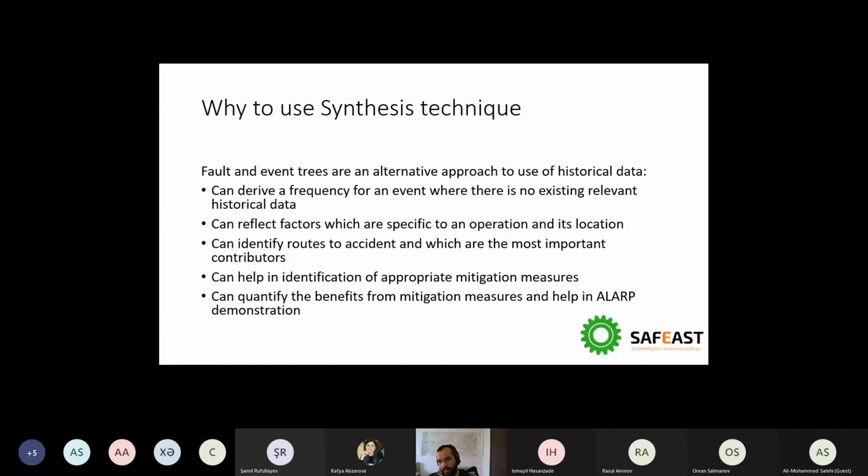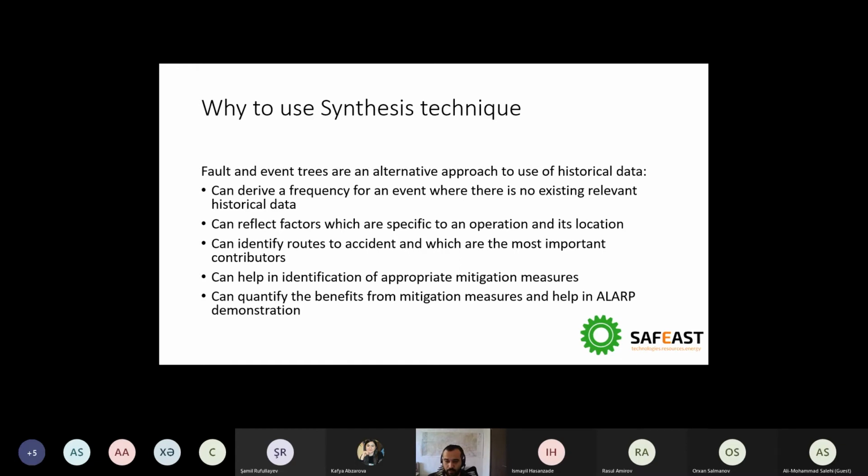So then, as I said, someone can ask the question: okay, why should we spend all this effort to develop fault trees and event trees? Why can't we just go to one of the OGP reports and say what's the failure frequency of the crude oil storage tank?